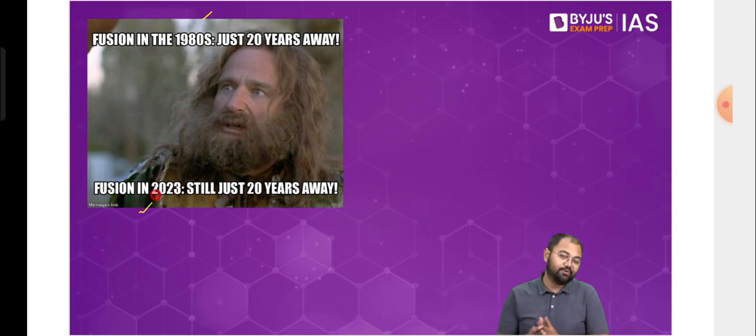Obviously, it's not a very easy technology to master. It has been one of the most complex technologies to handle because of the conditions that are required. Only certain experiments have worked. ITER experimentally has worked. China made something called the artificial sun that also uses magnetic confinement.